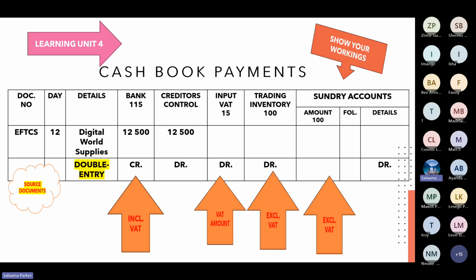Please remember that. Okay. Source document EFT, the date, who is the business paying, the supplier's name, and again, not forgetting your double entry. Cash book payments now is credit the bank, debit creditors control, debit input VAT, debit trading inventory, debit whatever will be in your sundry accounts. Okay. So there's your double entries.